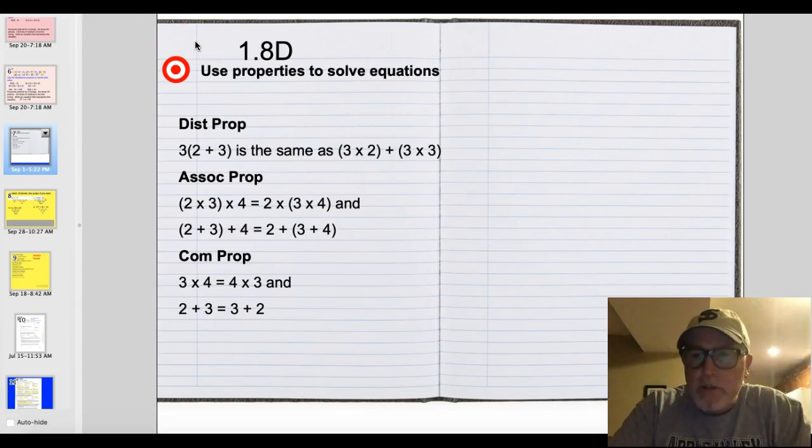Without looking at the definitions, can you tell me what the distributive property is? How about the commutative property? How about the associative property? My guess is that you probably got one or two of them right, but not all three.